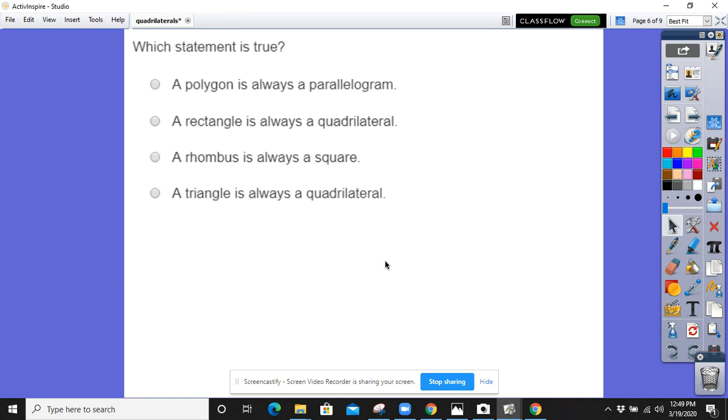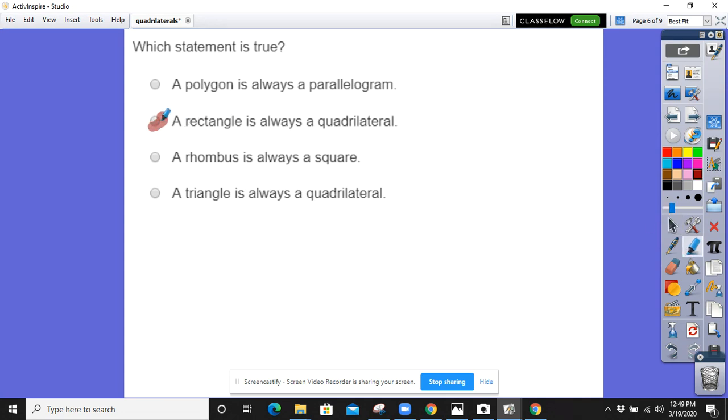Okay, so go through each one. Is polygon always a parallelogram? Well, if polygon is the most general, it can't always be something under it. So that's not an option. A rectangle is always a quadrilateral. Well, a quadrilateral just has 4 sides and 4 angles, so the correct answer is B.